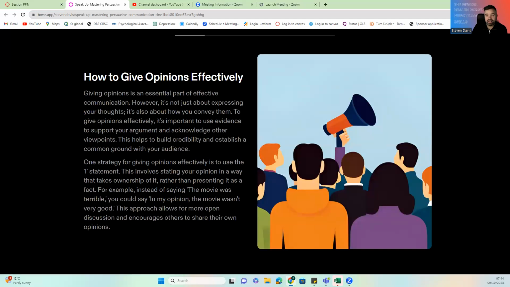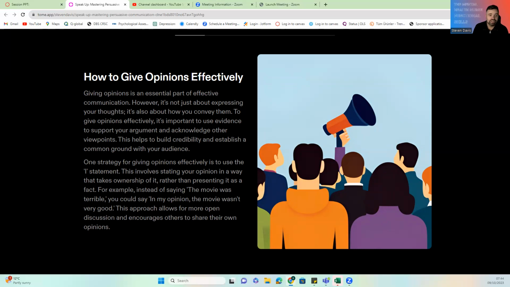So, giving an opinion effectively. Giving opinions is an essential part of effective communication. However, it's not just about expressing your thoughts. It's also about how you convey them. To give an opinion effectively, it's important to use evidence to support your argument and acknowledge other viewpoints, to help build credibility and establish common ground with your audience.